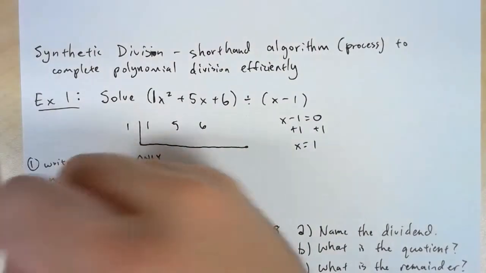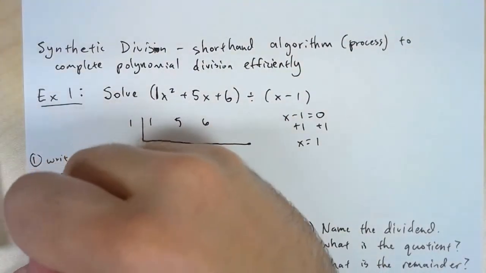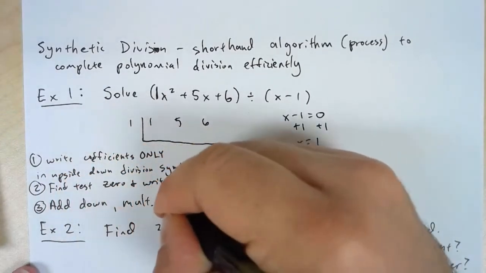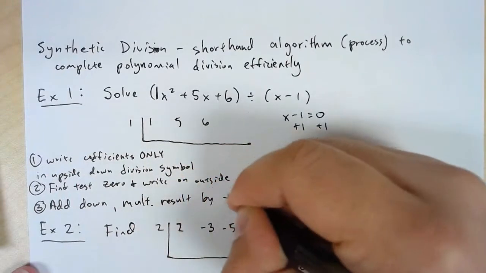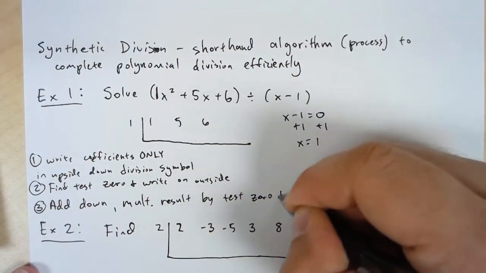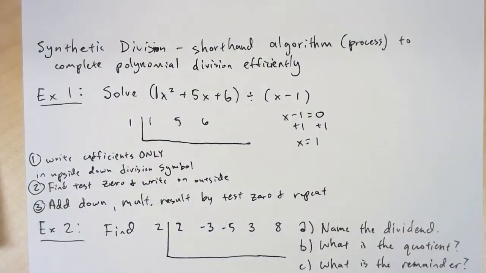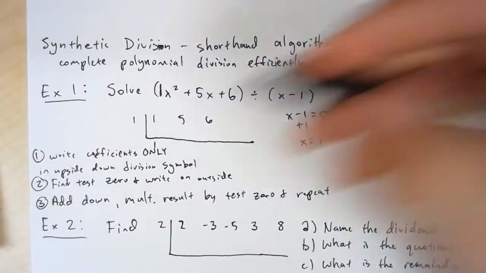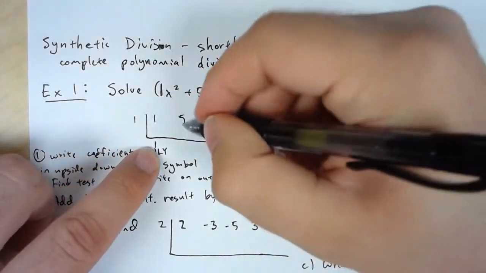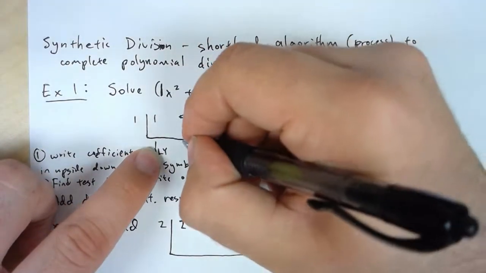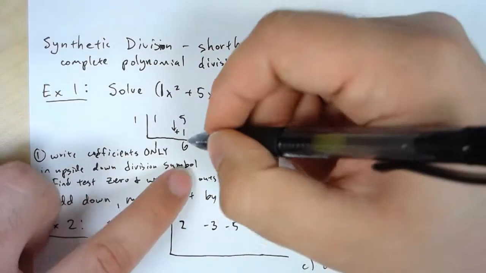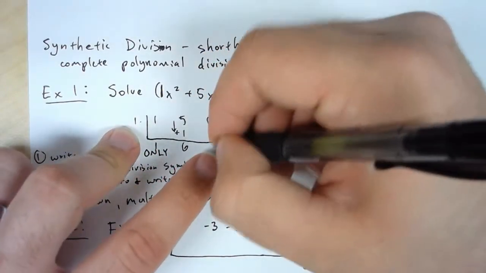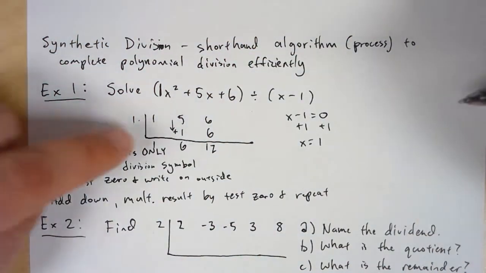And then the last thing we'll do is the same thing over and over. We're going to add down, multiply the result by the test 0, and repeat until we're all the way done. So we add straight down: 1 plus nothing is 1. We write that result down here, and then multiply 1 by 1 to get 1. 5 plus 1 is 6, so we add straight down. We multiply by that number in the front: 6 times 1 is 6. We add straight down to get 12. And this, believe it or not, is our answer.